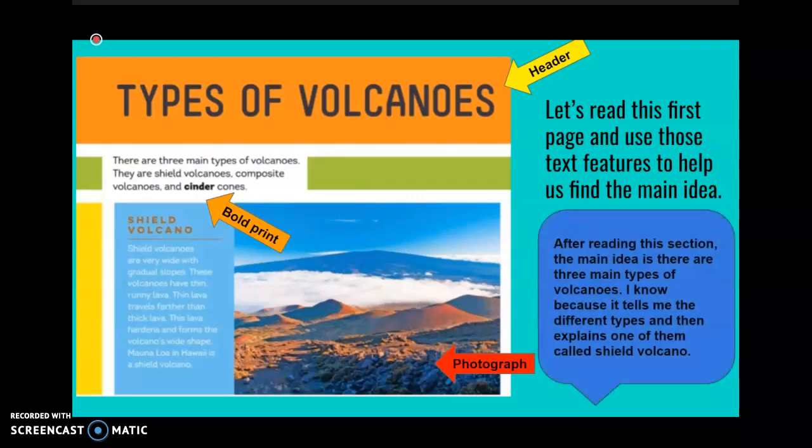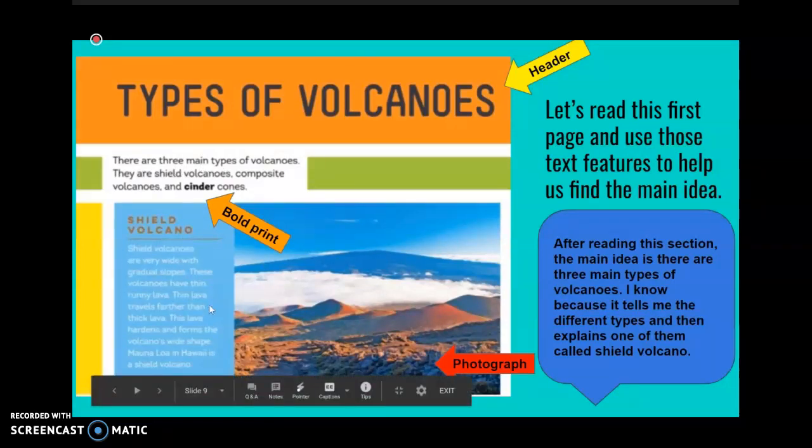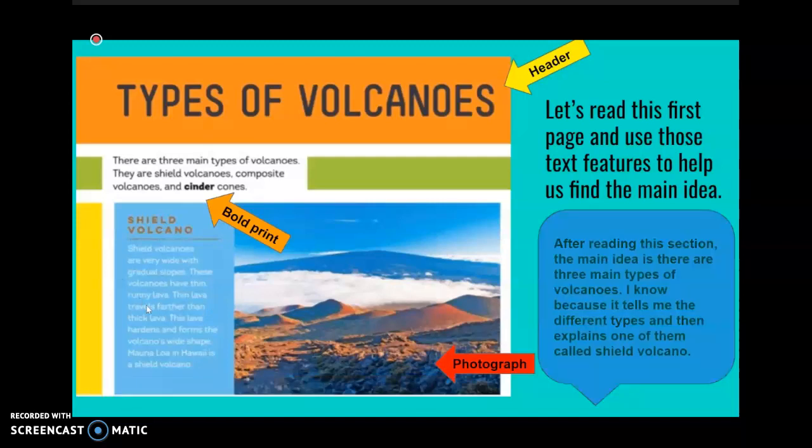So, as I'm reading, I use my header to give me a clue as to what the main idea is going to be. I also then look at the first sentence that they told me in this section. So I know that the main idea is that there are three main types of volcano. Well, when I look at my key detail, my evidence, the first way that I know the main idea is about the three types of volcanoes is because they told me about a shield volcano. Okay, so it tells me about a shield volcano.